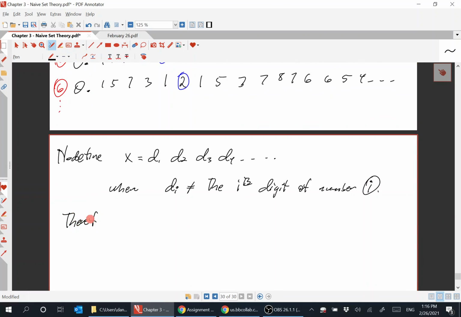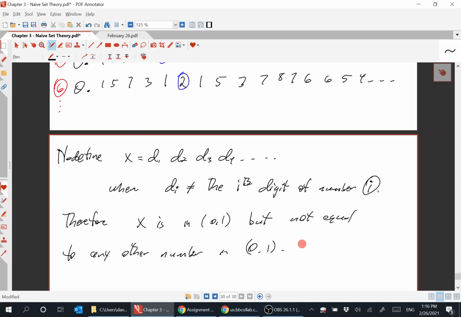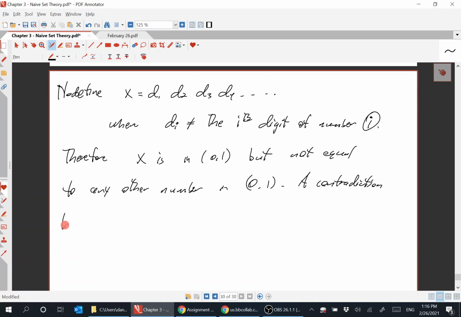Therefore x is in the interval from 0 to 1, but not equal to any other number in the interval from 0 to 1. A contradiction, because we were supposed to have enumerated all of them in our list, in our enumeration of the interval from 0 to 1.